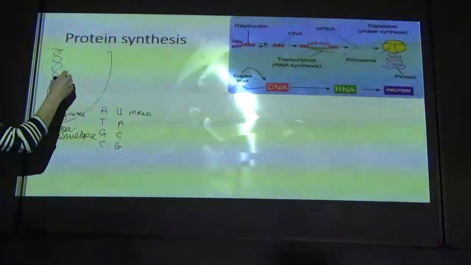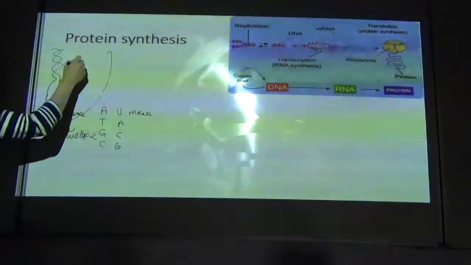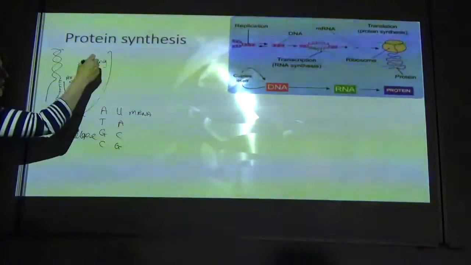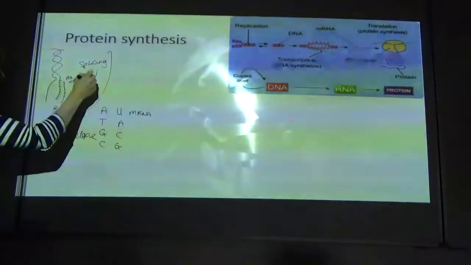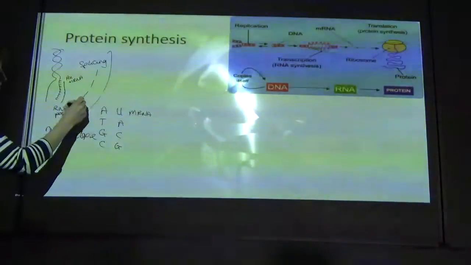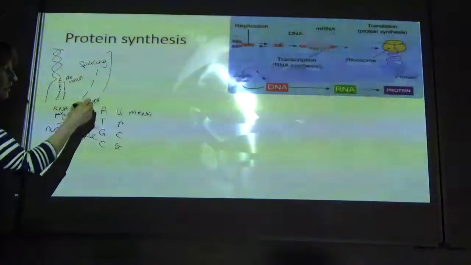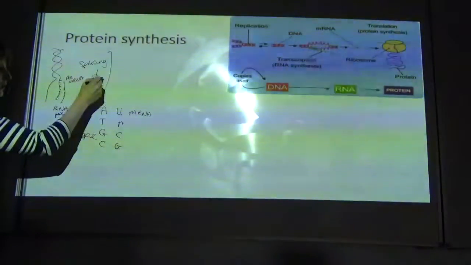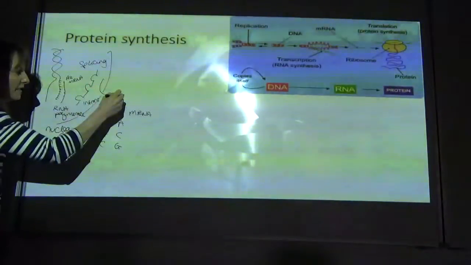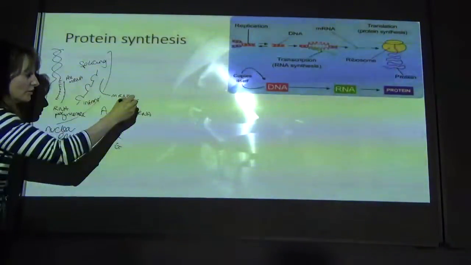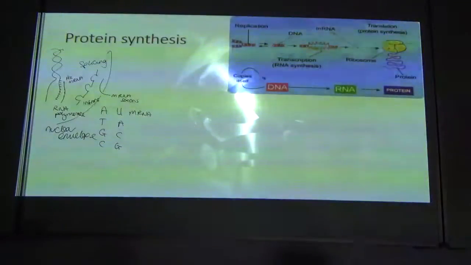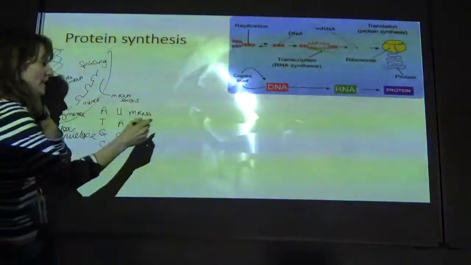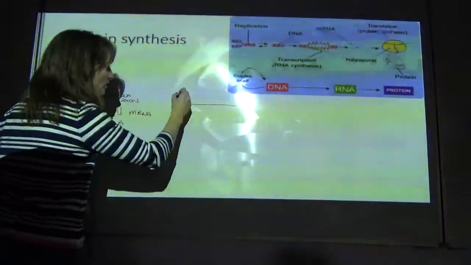This is called pre-mRNA because it needs to undergo splicing, which happens in the nucleus. Effectively there are introns and exons, and you remove the introns using enzymes, and you end up with mRNA, which is just exons. The mRNA then leaves the nucleus through the nuclear pore. When it gets into the cytoplasm, it associates with a ribosome.